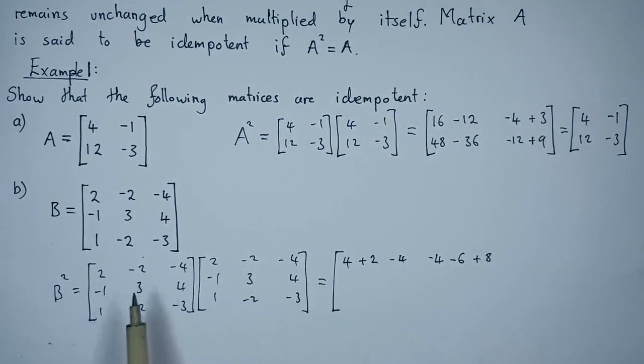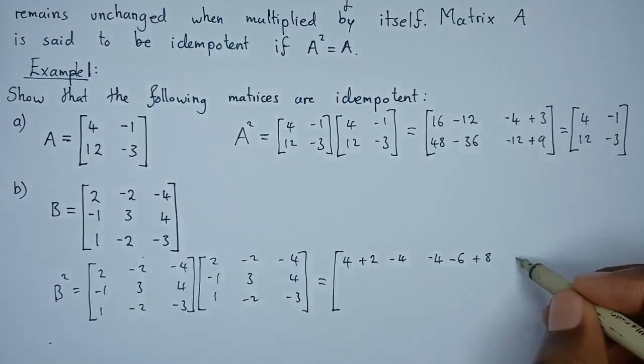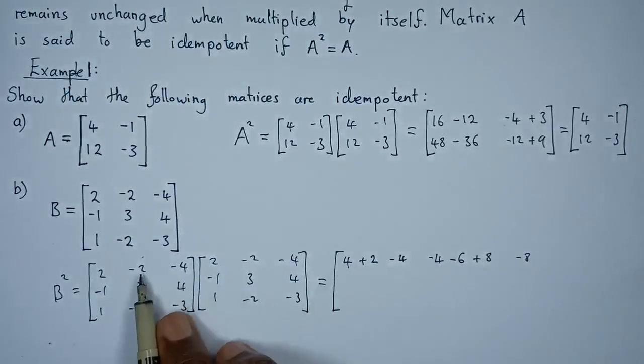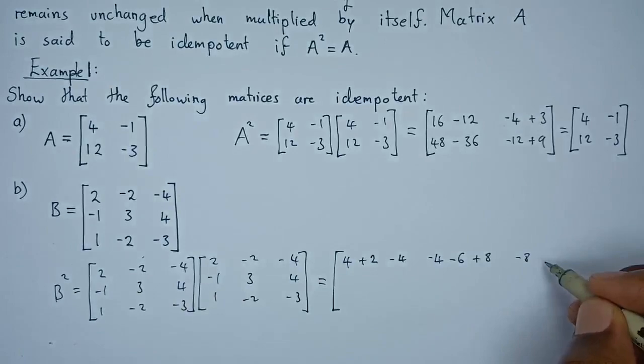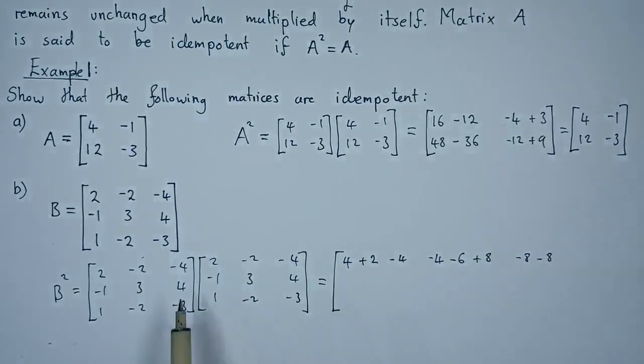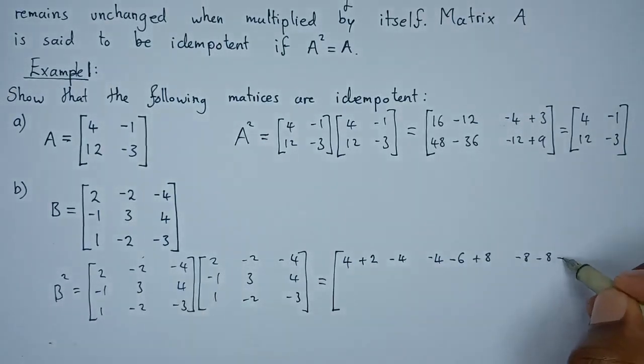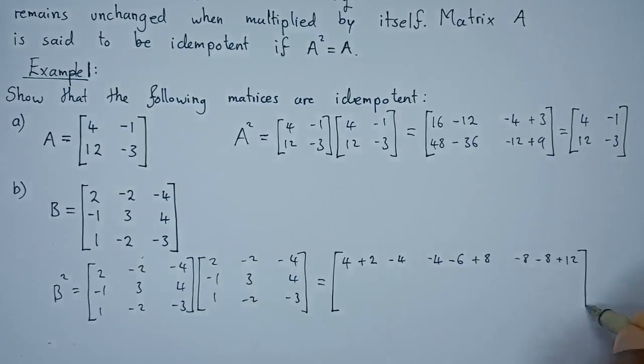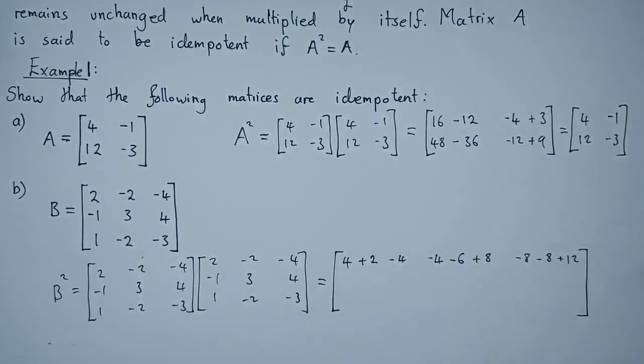Okay. Then 2 times negative 4 will have minus 8. Negative 2 times 4 should have another minus 8. Lastly, this times that will have a positive 12. Okay, we're done with the first row. Let's go to the next row.